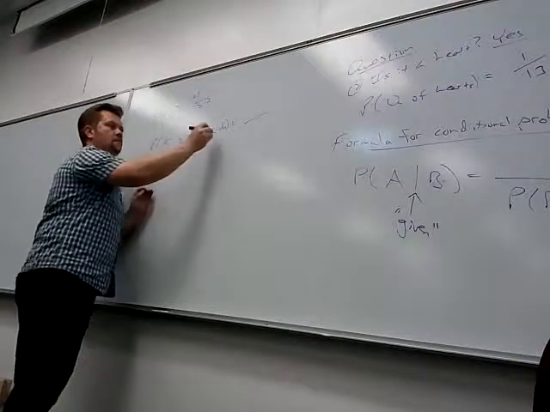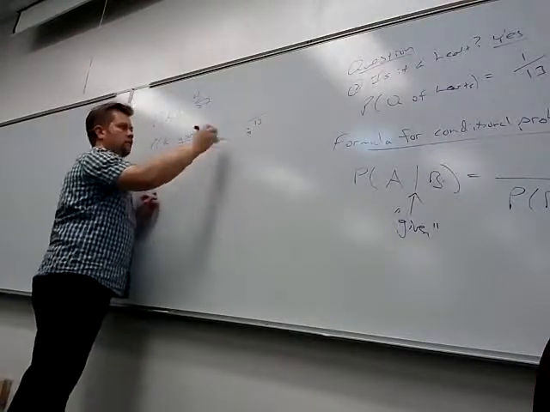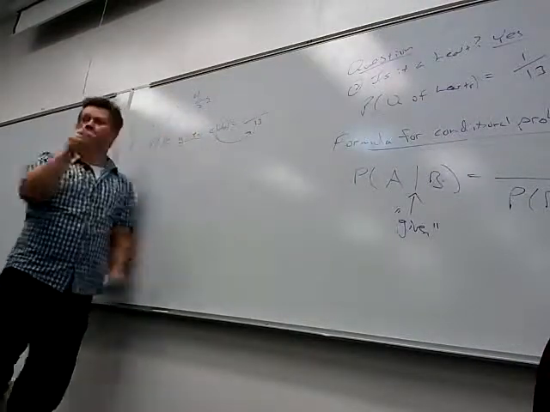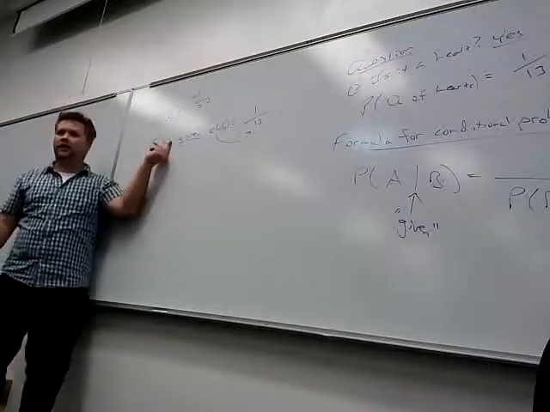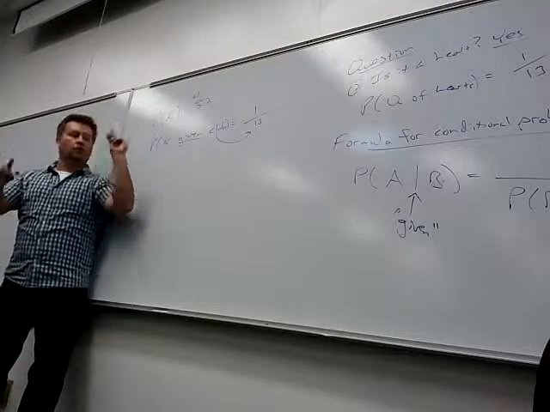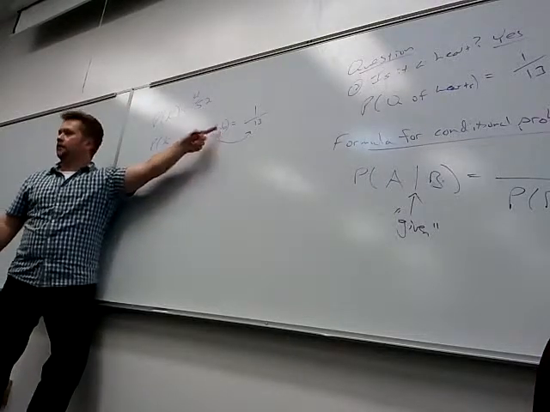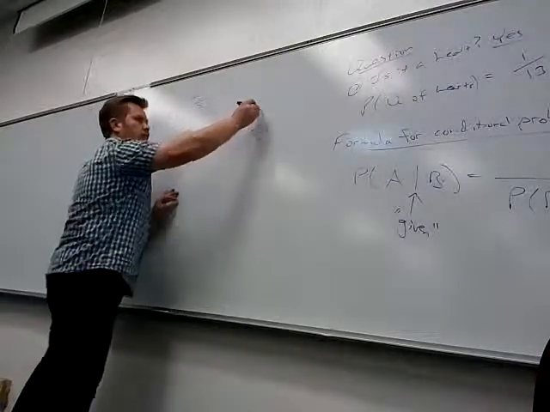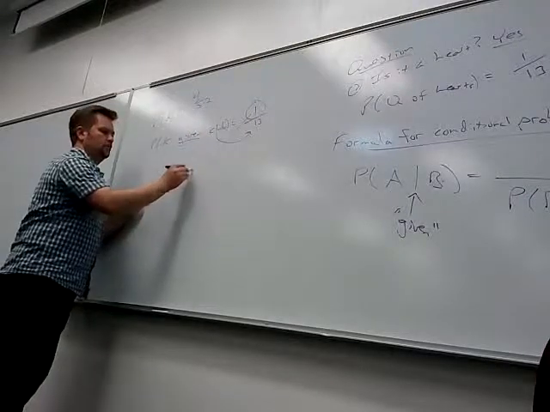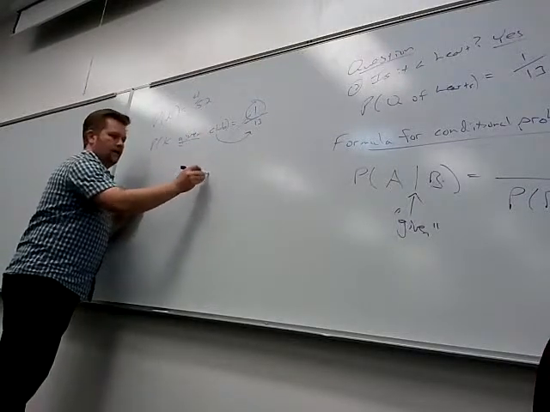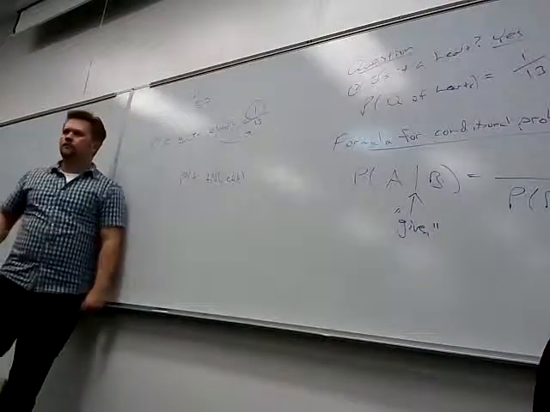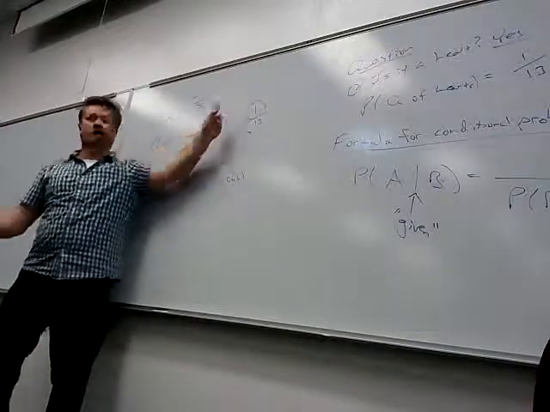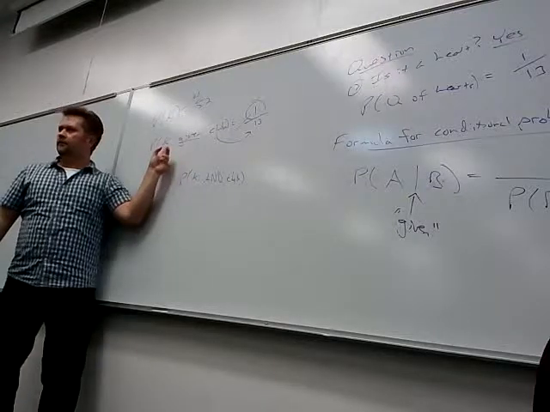What goes on the bottom? 13. And what goes on the top? Not 4. 1. Why'd you say 1? Why didn't you put 4? There are 4 kings. Because there's only 1 king that's also a club. So in symbols, what's the top thing then? It's probability of king and club. The top has got to be both of these.